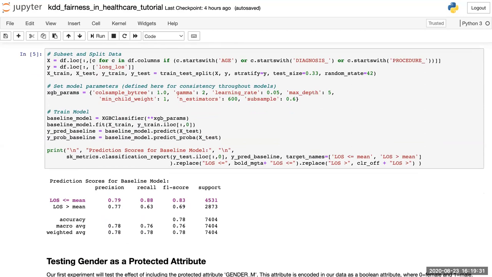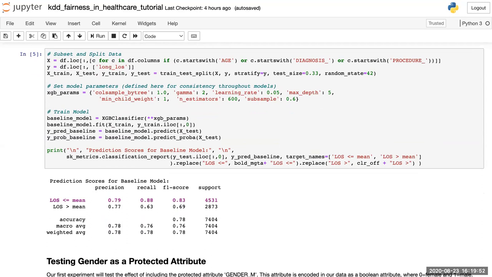So again, this model is meant to be simple. So we use only age, diagnosis, and procedure features for our baseline prediction. We then apply an extra-trees classifier, which you can see yields moderate results: decent precision and accuracy with weak recall for the positive class, but better recall for the negative class.